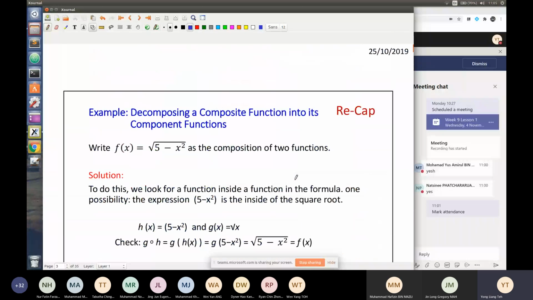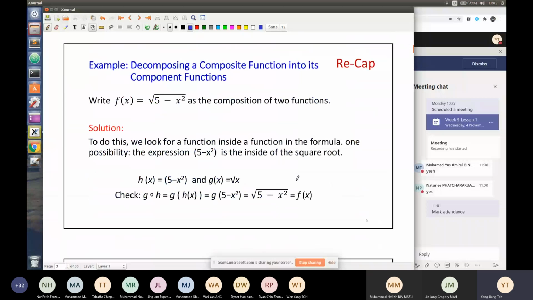This is just a recap of what we have gone through before on composite functions. If you were to rewrite f of x, the square root of x squared plus 1, as a composition of two functions, how would you do it? Of course, there is more than one way to do it, but the most straightforward way is to recognize that this h of x is your inner function. Then if you declare g of x as the square root of x, this is really just g of h.